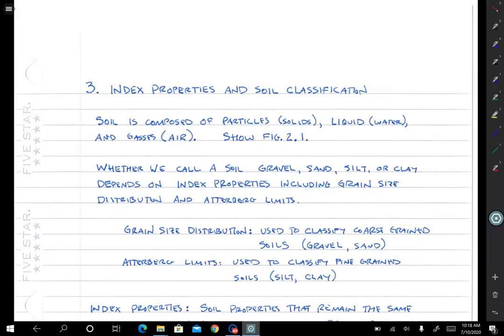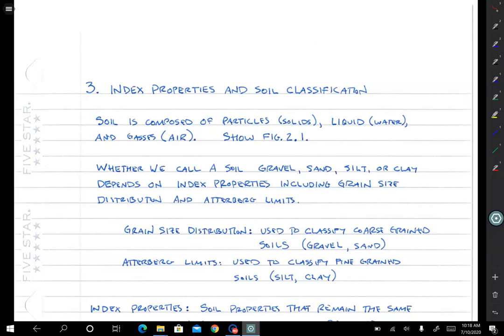All right, in this lecture, we'll talk about index properties and soil classification and move on to talking about phase diagrams. So the issue that we're going to be dealing with here is that soil is composed of multiple different phases of materials, which is different from a bulk material like steel, which is really only one solid component, right? Soil is a particulate material. It's composed of solid particles.